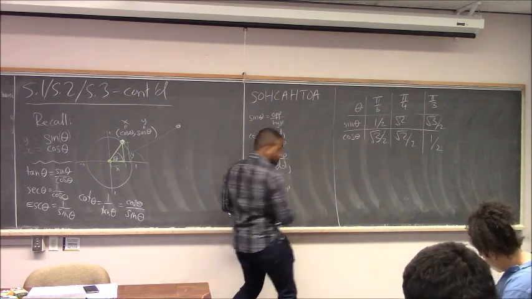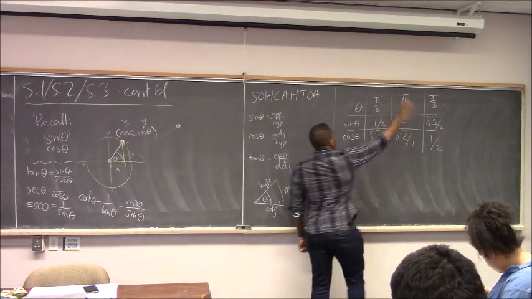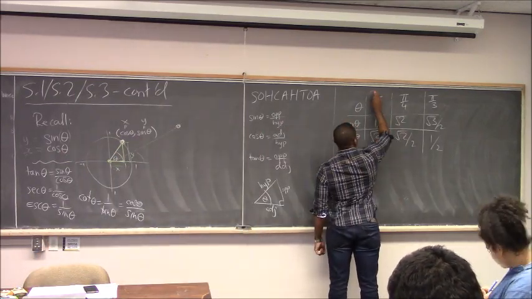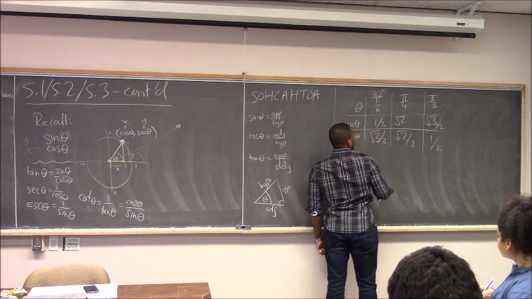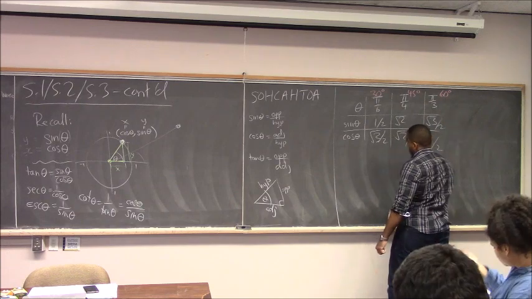This one was equivalent to, and we're sort of going to move away from talking about degrees. We'll spend most of our time in radians. This one is equivalent to 30 degrees. This is equivalent to 45 degrees. This is equivalent to 60 degrees.